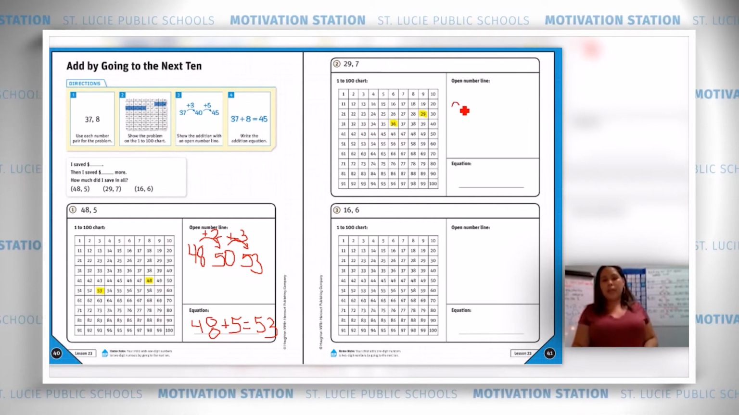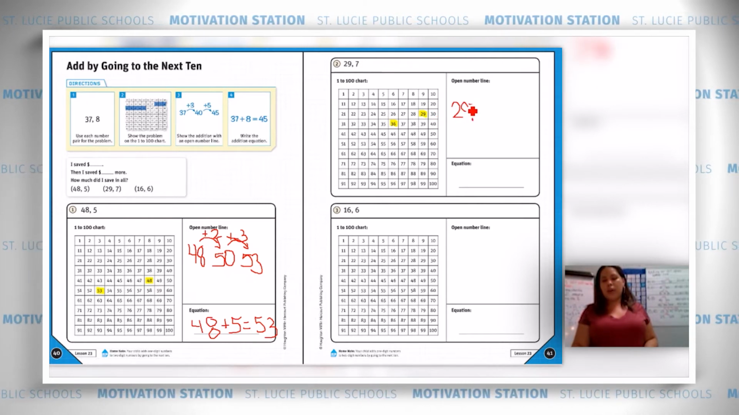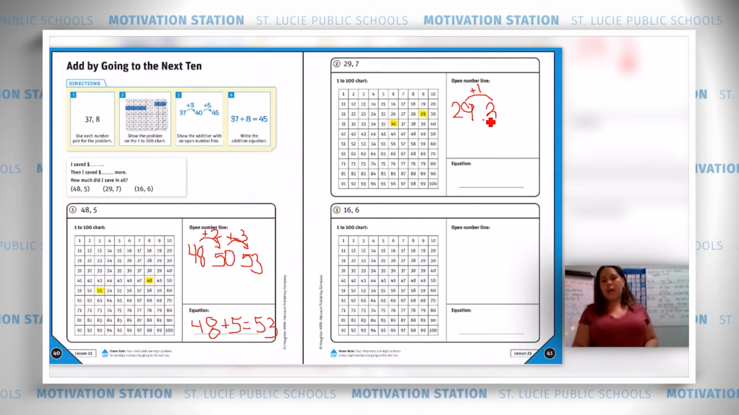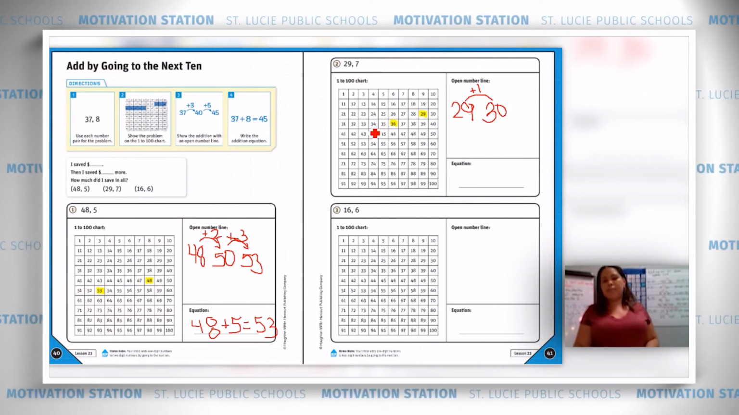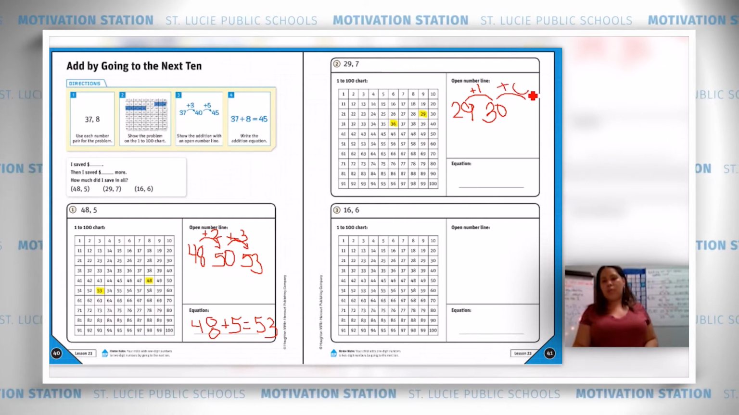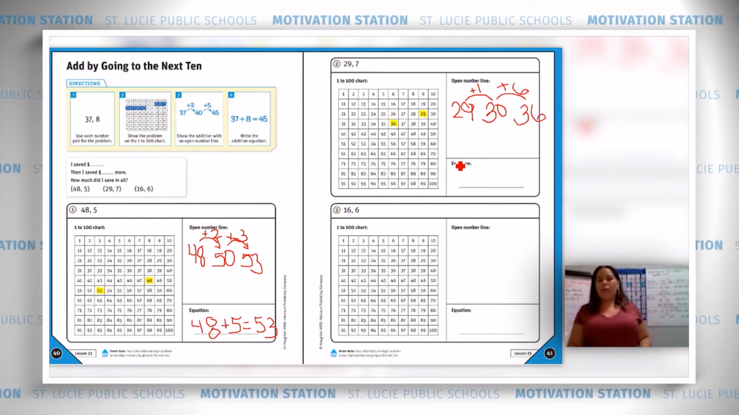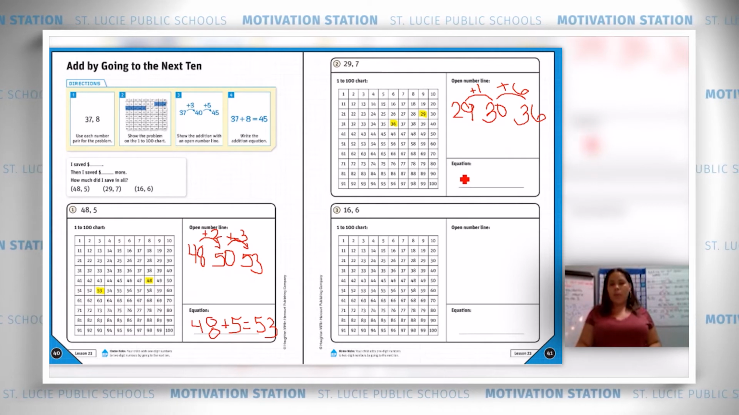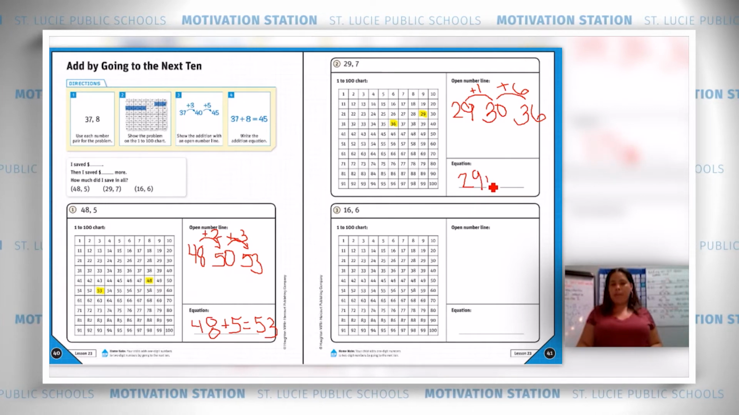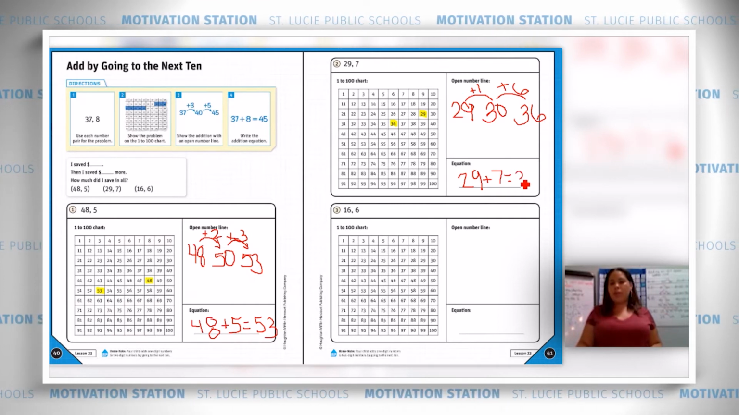On an open number line, again, we start with 29. We knew from our 100 chart that 1 space, so plus 1, gets us to our next multiple of 10. And then we have 6 more spillover into our next row. And we land at 36. Okay, boys and girls, equation time. Where do we start? Yes, 29 plus 7, good job. I hear people telling me the answer, equals 36.